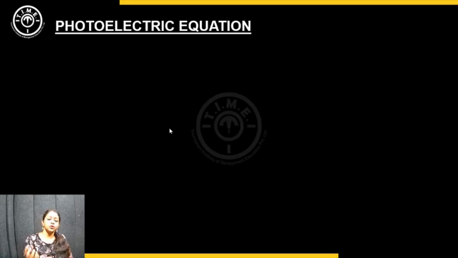So what is this photoelectric equation? We can call it Einstein's photoelectric equation. So let's see what is photoelectric equation. From entrance exam point of view, this topic is very important. So before proceeding to photoelectric equation, you have to be familiar with certain terms like threshold frequency, threshold wavelength, stopping potential, work function, etc. So what do you mean by threshold frequency?